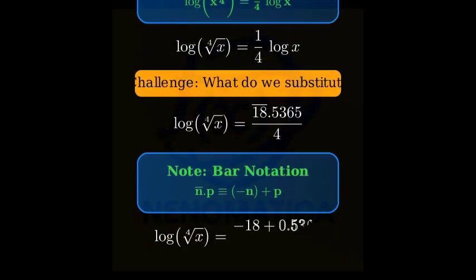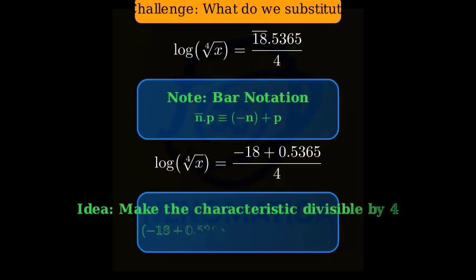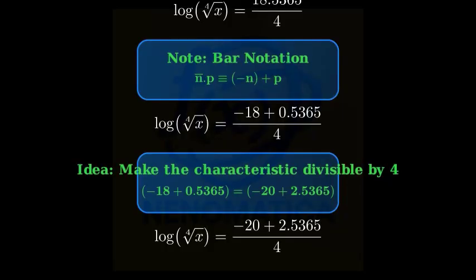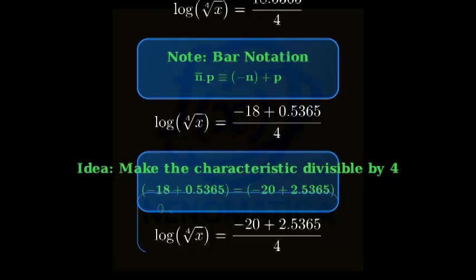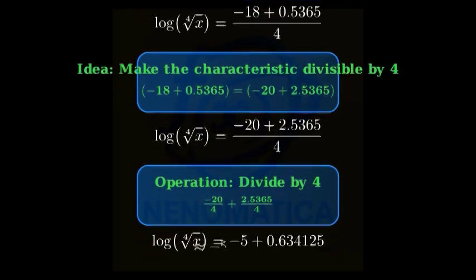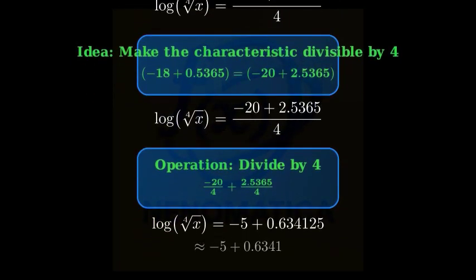Step 4. Adjust the characteristic so division by 4 is clean. We change negative 18 to negative 20 and add 2 to the mantissa. Step 5. Now divide each part by 4. Step 6. Convert to bar notation. Negative 5 plus 0.6341 means bar 5.6341.